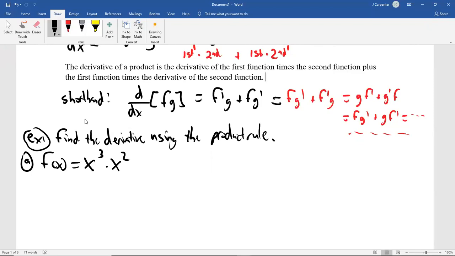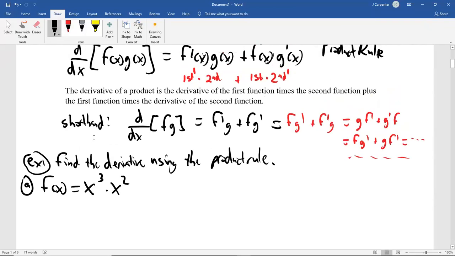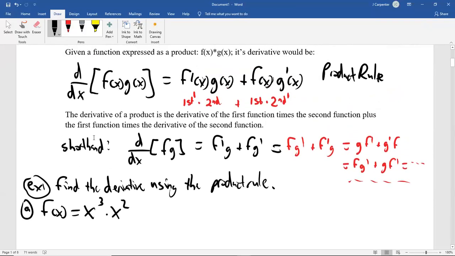Now, this f is not the same f and g from before. I'm saying the function is f of x. Before, I was using f and g to denote a first and a second part of a product. So the x cubed is kind of like the f of x in the rule itself, but again, I'm not going to call it f and g. I much prefer just to call these things first and second. So I'd call the x cubed the first and the x squared the second. That's a product.